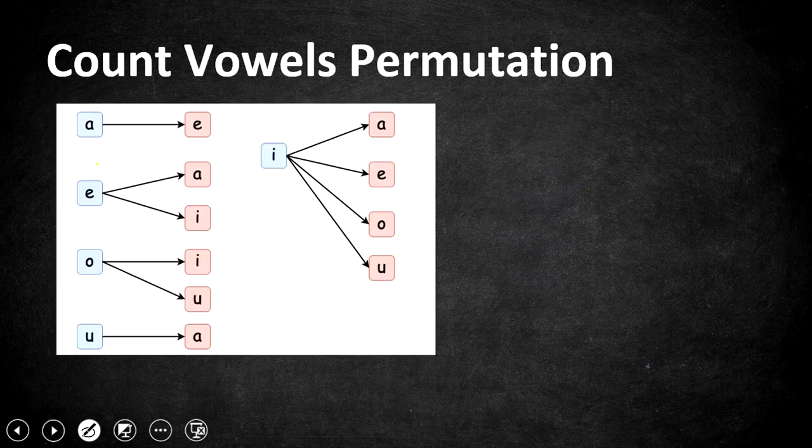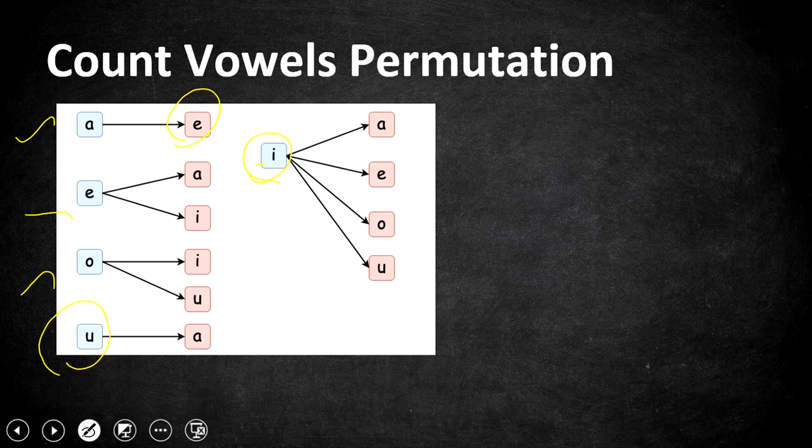Here is the set of rules given in the problem statement. A must be followed only by E. E must be followed by A and I. Same way, O must be followed by I and U, U must be followed only by A, and I must not be followed by another I, which means I can be followed by the other 4 vowels. Individually, these are the rules for each vowel.